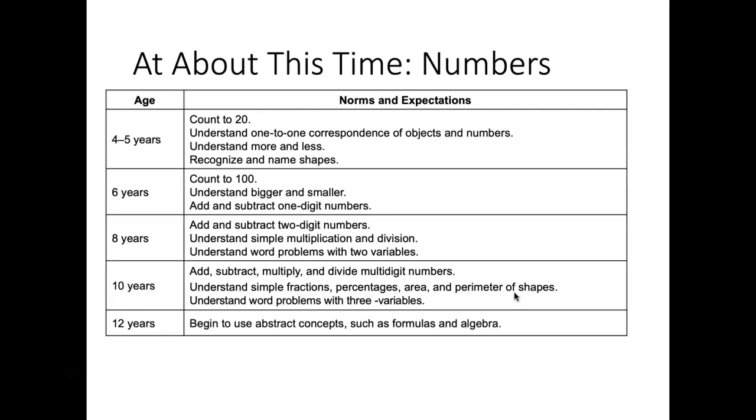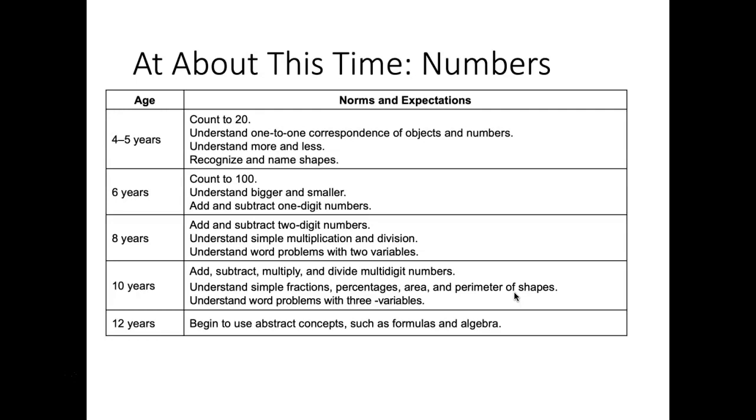By 6 years old, children can count to 100. They understand bigger and smaller. They can add and subtract single-digit numbers. By 8 years old, they can add and subtract two-digit numbers, understand simple multiplication and division, and they can understand word problems with two variables.